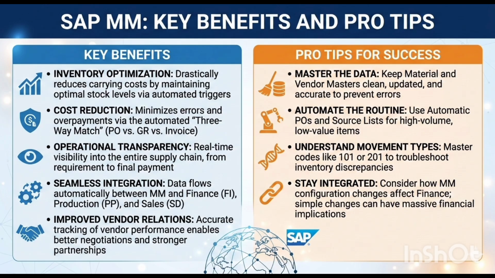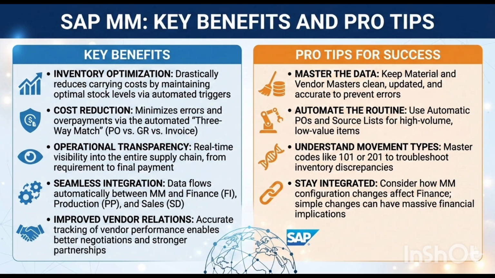Some pro tips for SAP MM success: master the data. 90% of the system errors are actually master data errors. Ensure your material and vendor masters are clean, updated and accurate. Automate the routine. Use automatic purchase orders and source lists for high volume, low value items to free up procurement teams for strategic sourcing. Understand movement types.